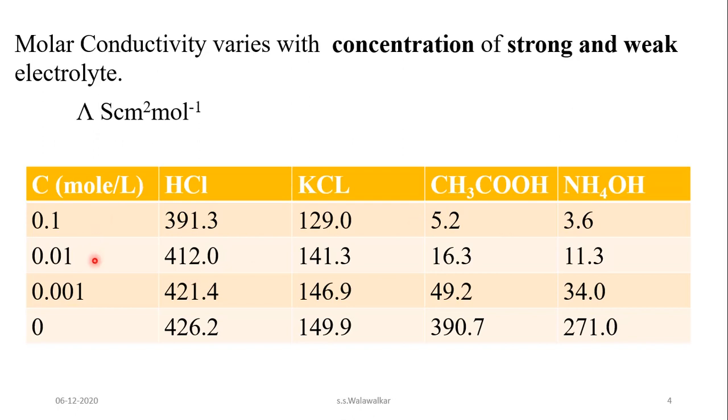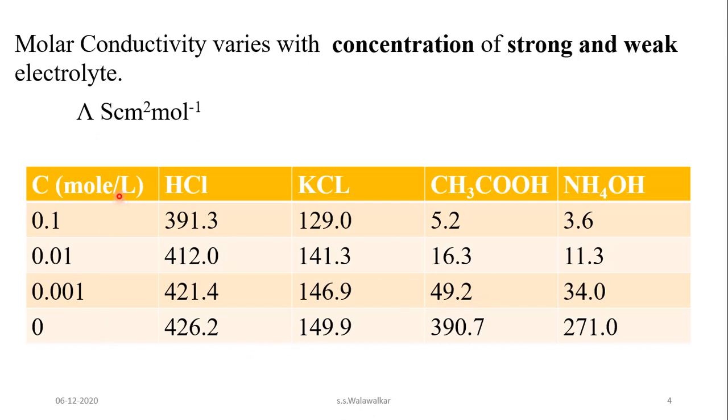But if you go on increasing the dilution or decreasing the concentration, what is your observation? See here, when it is 0.01, the molar conductivity of HCl is 412.0. Here also it has increased from 5.2 to 16.3. When the concentration is 0.001, the molar conductivity of HCl is 421.4, whereas for acetic acid it is 49.2.